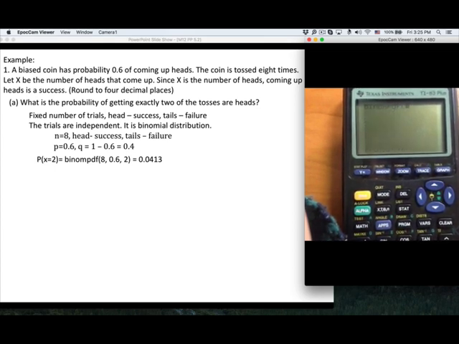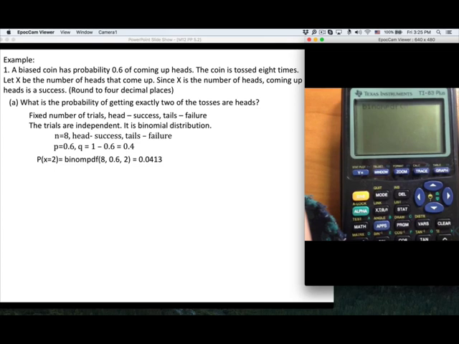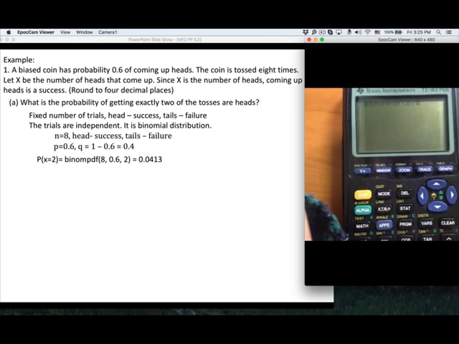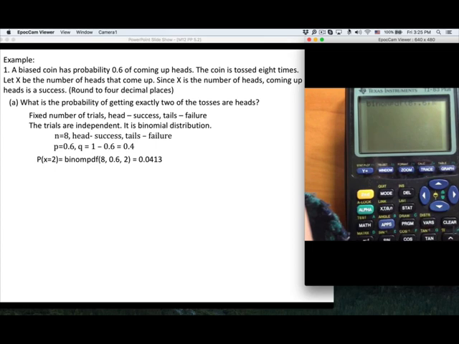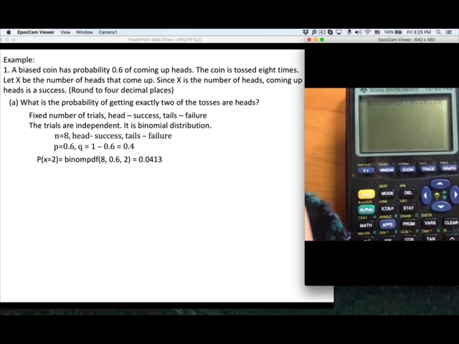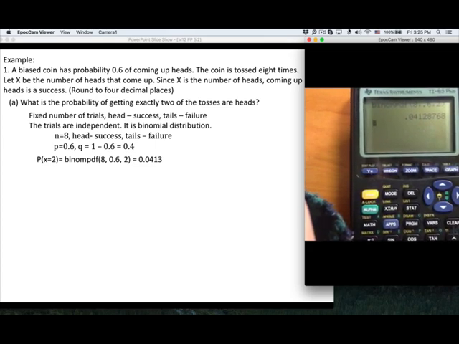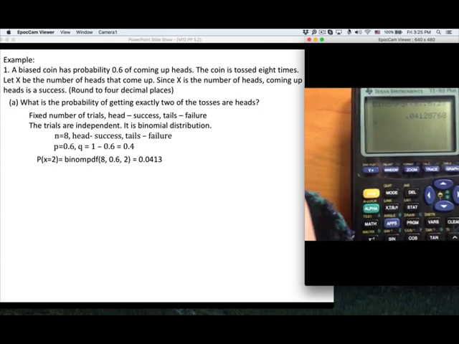Enter. The first one is going to be your N, which is 8, comma. And then the P, which is going to be 0.6, comma. And then x equal to 2, so there'll be 2, close parenthesis, enter. So you're going to get 0.0413. Okay, getting 4 decimal places, so round it: 0.0413.